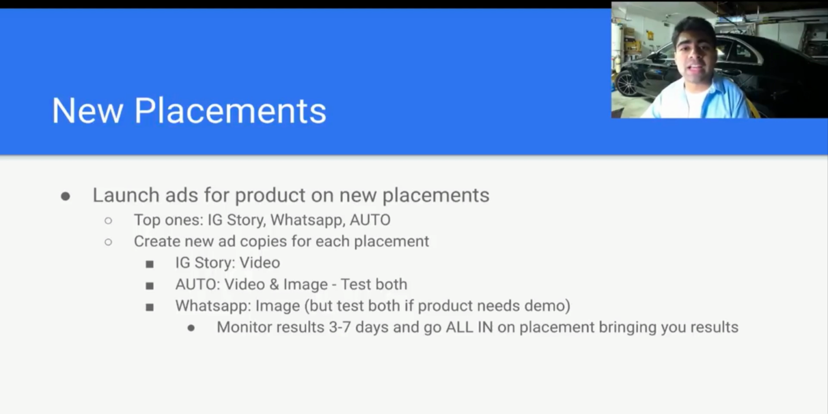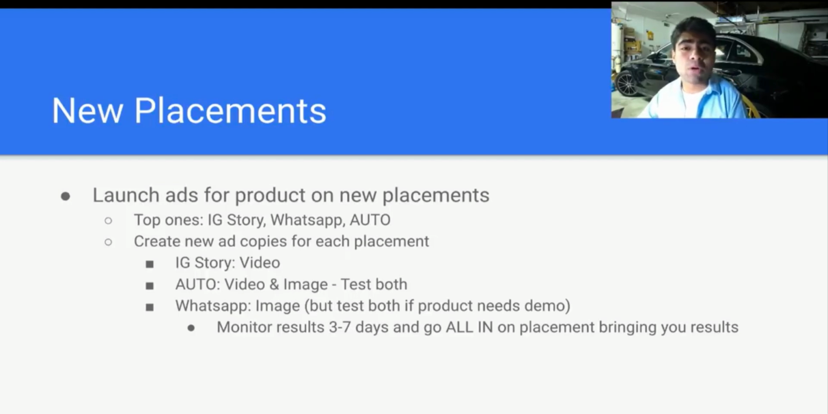So do check out exactly which dimensions you need for each placement, but make an ad copy related to that specific placement and test it out on these different placements. Again, you're not going to get the best results on every single placement, but you'll start to notice that Instagram Story may give you better results than WhatsApp, or WhatsApp may give you better results than Instagram, but you're not going to find out until you test.